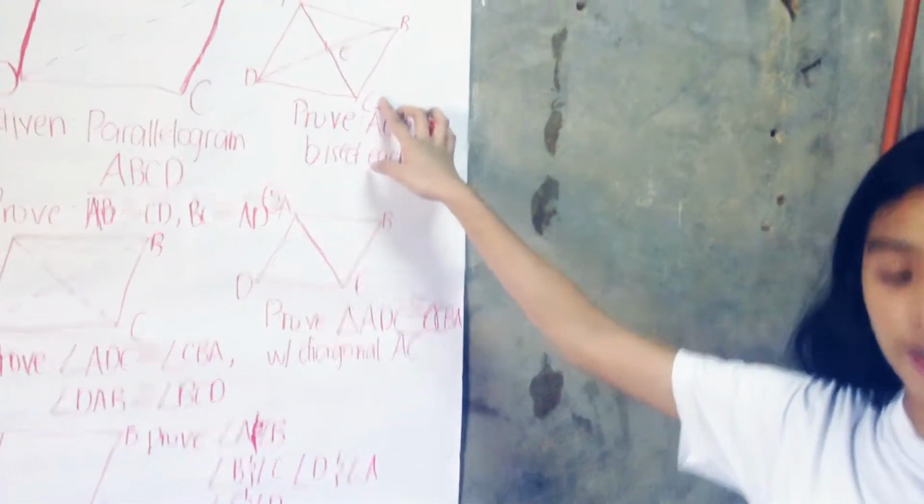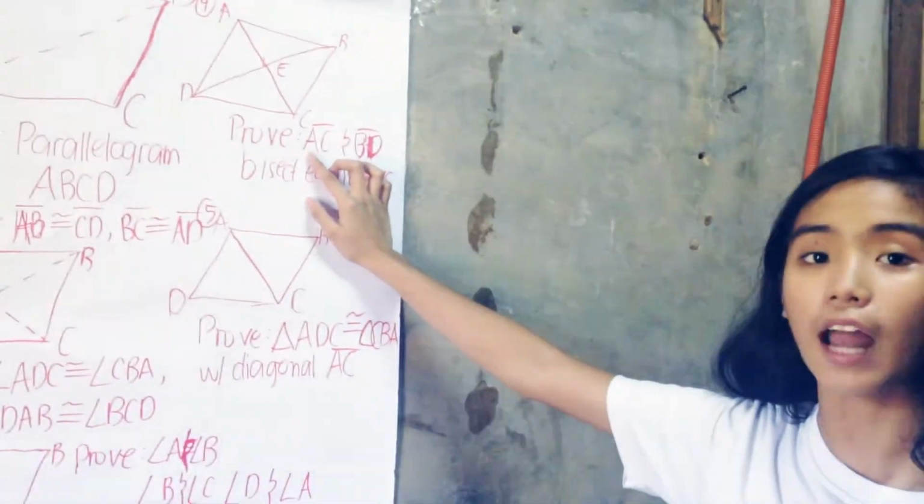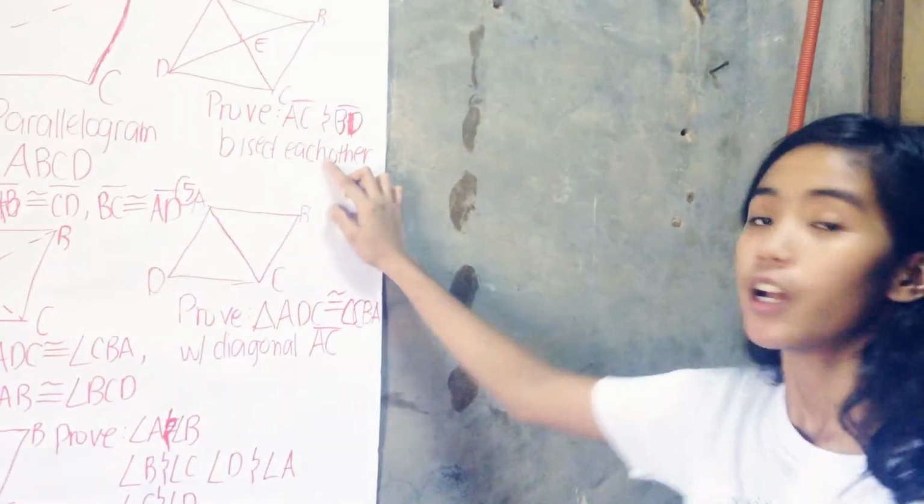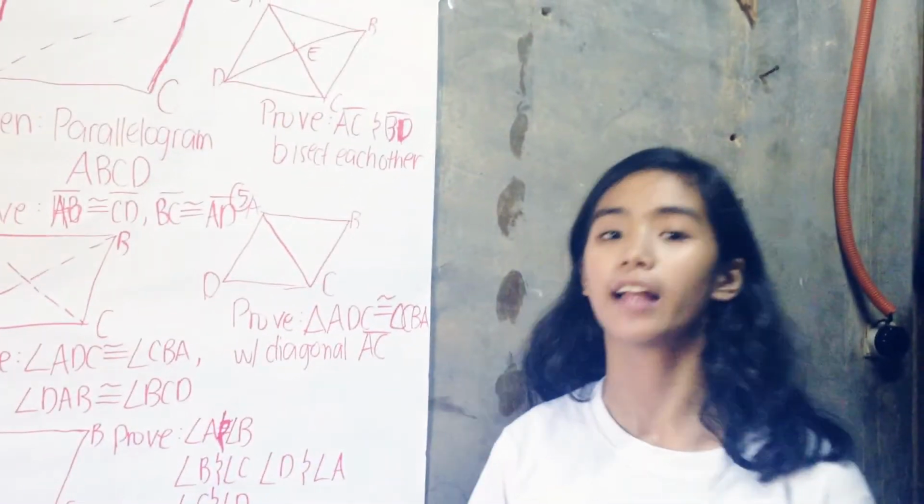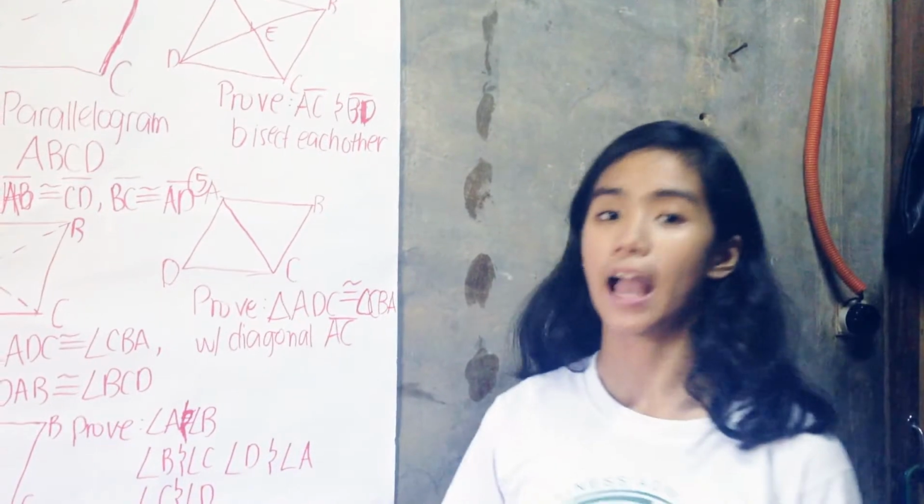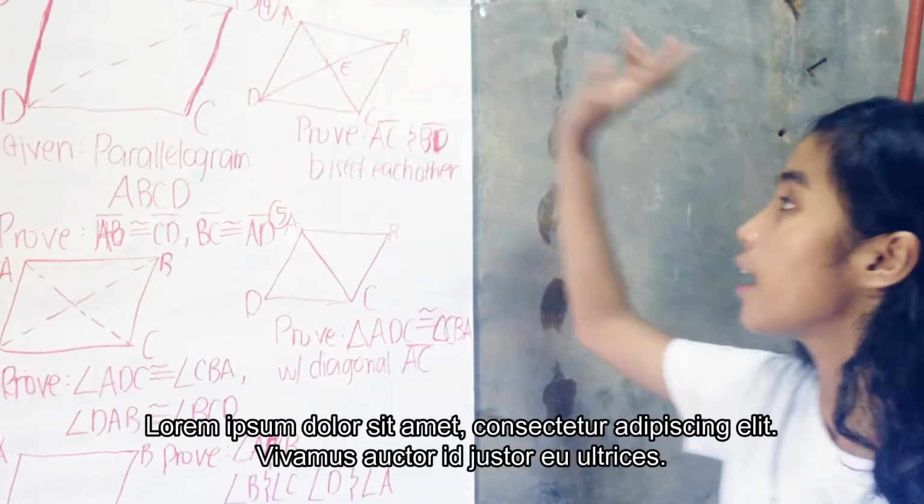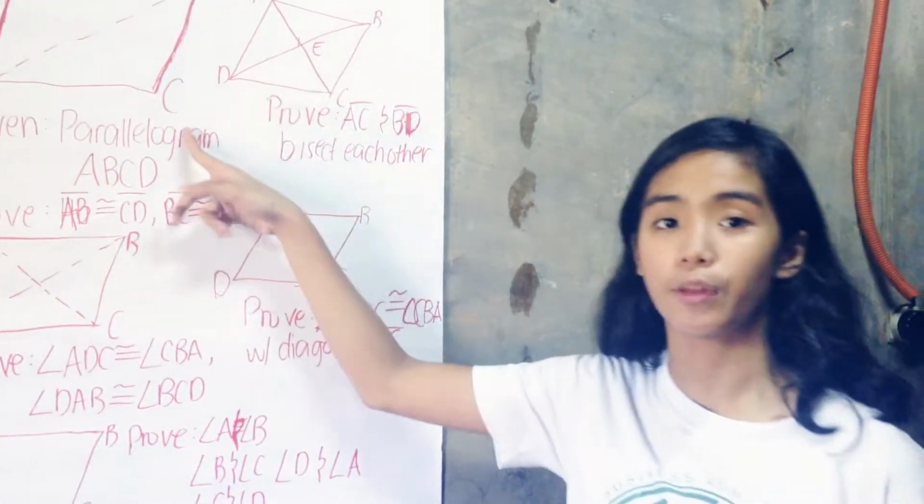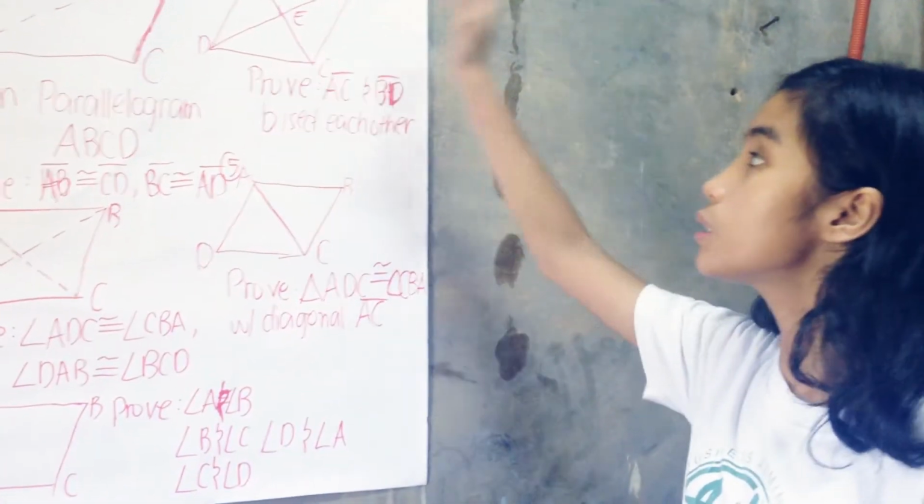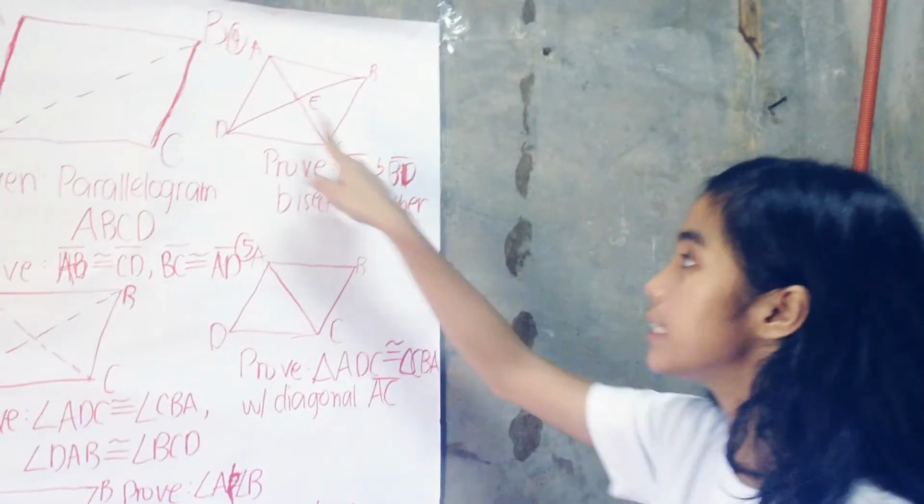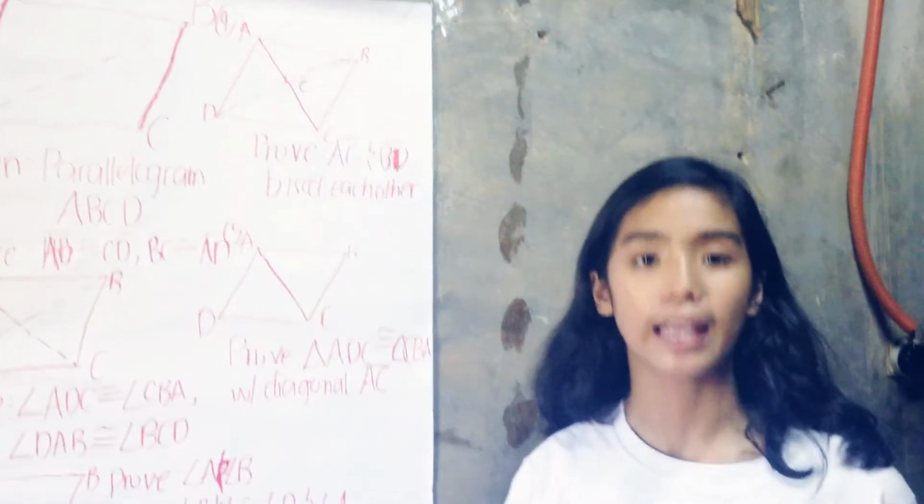Parallelogram property 4. The diagonals of a parallelogram bisect each other. As we all know, in quadrilaterals there are two diagonals. The diagonals here are AC and BD with the intersecting point E. So diagonal AC and diagonal BD bisect each other.